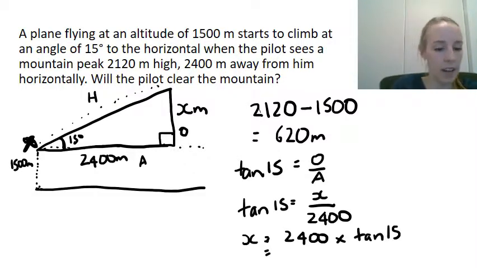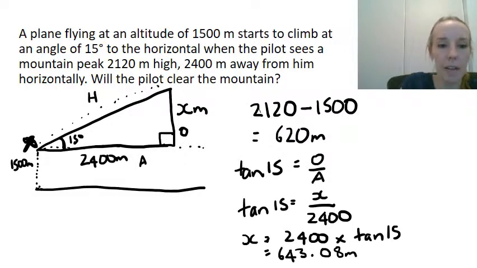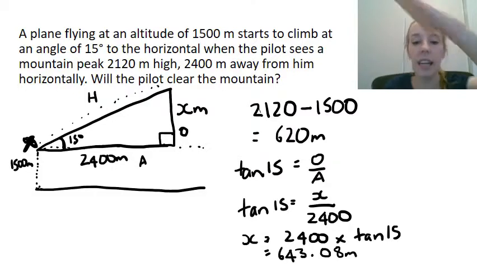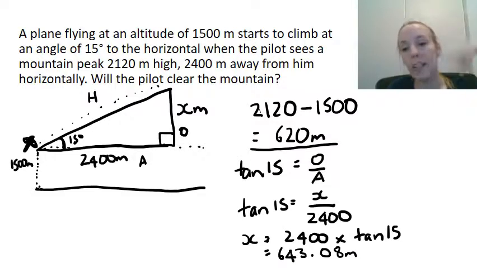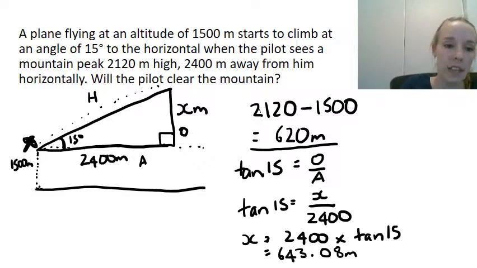Put that into our calculator. So 2,400 times tan 15 equals 643.08. I'll round to 2 decimal places, so it's 643.08 meters. So if he keeps climbing at that 15-degree angle, he will climb a total of 643 meters. We know he only had to go an extra 620 to clear the mountain, so therefore he will clear the mountain.